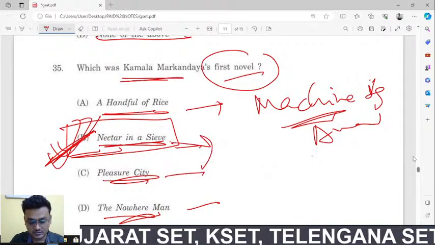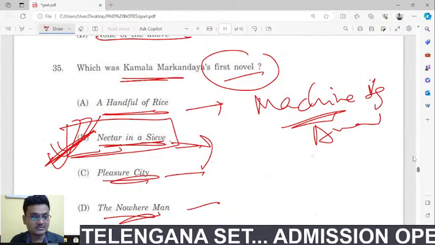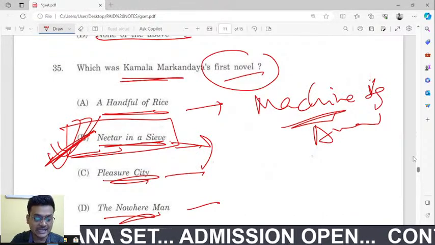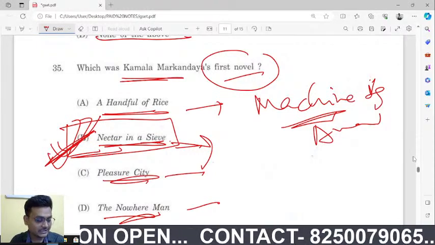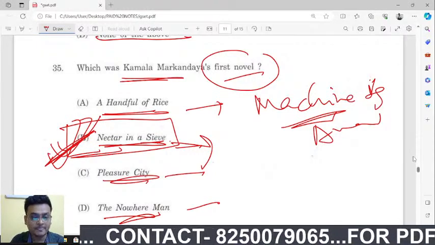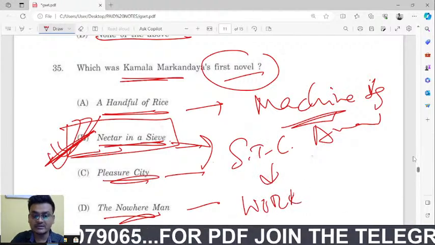And along with that, write this point as well, Biva, Tahida as well. Nectar in a Sieve, here the title has been taken from Samuel Taylor Coleridge, from a work called Work Without Hope.